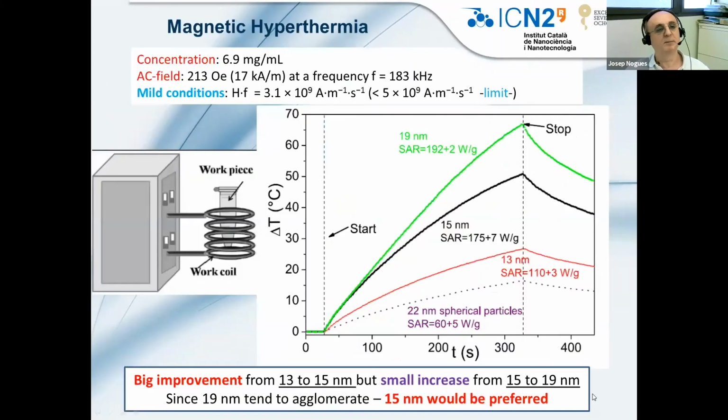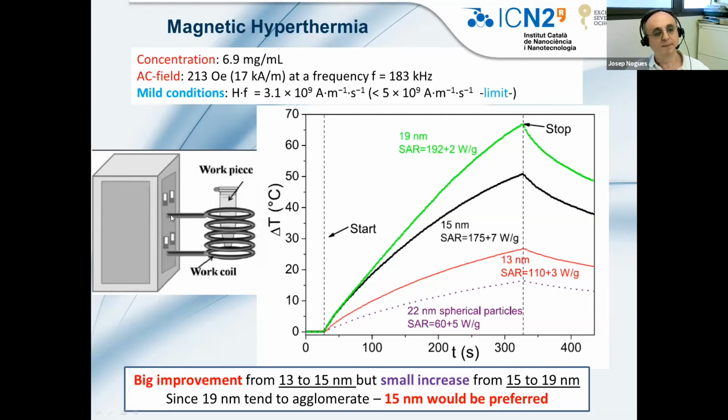Next, we measured the magnetic hyperthermia, and we used very mild conditions, which are below the proposed limit to be used in humans, which is 10^9 amperes per meter second. And we use 3.1, which is about half of it. And we use a moderate amount of nanoparticles, compared to the ones I showed you in the beginning that we used in clinical trials, which are 160, I think it was. So it's many times larger than this.